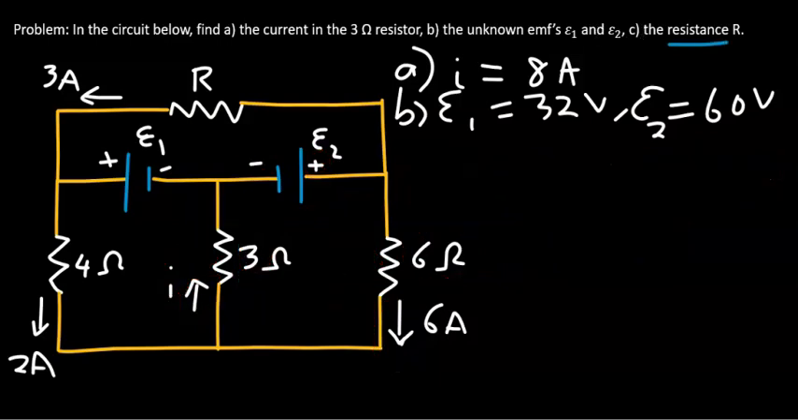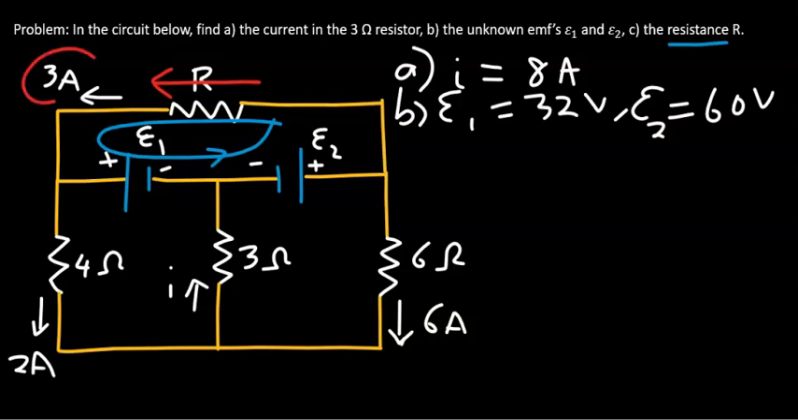Now part C, the unknown resistance R, that one. So let's create a loop like that. In this loop, let's travel through the unknown resistance. So we will be traveling in the same direction as the direction of that 3 ampere current. So that would pick up a negative term in the potential difference across that resistor, minus 3R, that is.